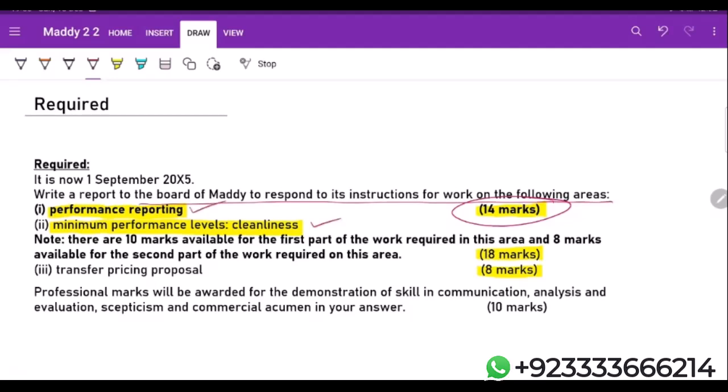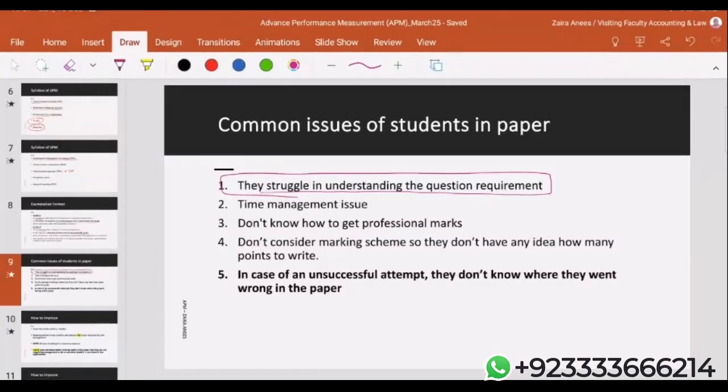The examiner is not asking you what you are supposed to do in performance reporting. You have to go back to the question and figure out what the basic requirement was. Similarly, transfer pricing proposal. That's it. You are supposed to go back to the examination paper and see what the requirements are. So this embedded requirement is part of the APM paper.